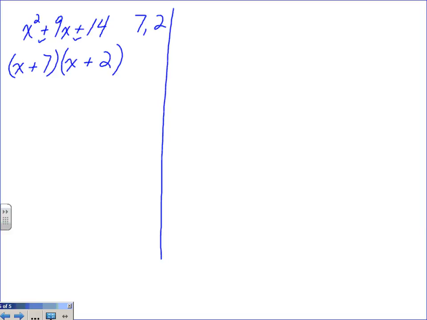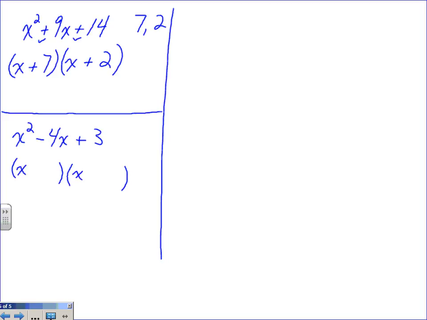What happens when I don't have a plus and a plus? Okay, for instance, what if I have x squared minus 4x plus 3? Okay, what happens there? Remember what I said, they are all going to factor using two parentheses. And this is not as hard as it looks. After you do a few of these, you'll get the hang of it.